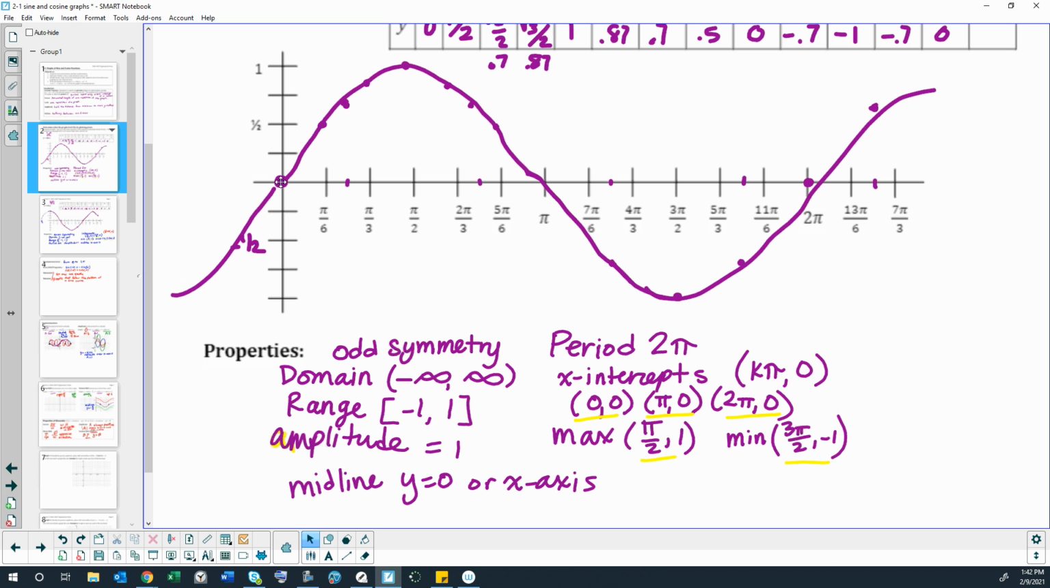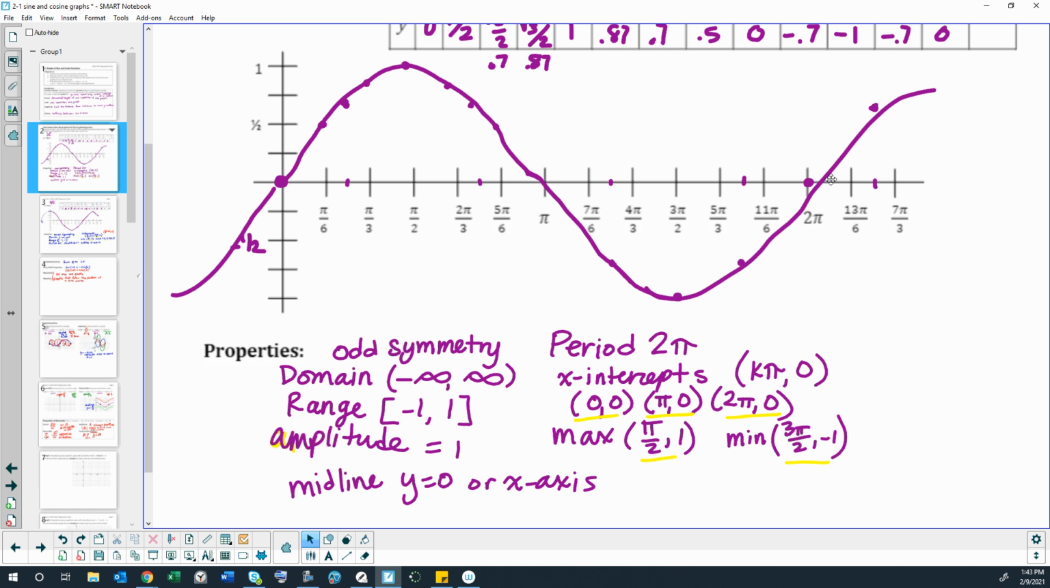The amplitude of our graph is 1 because it's a distance of 1 from 0 up to the maximum and then from 0 down to the minimum, with our midline at the x-axis at 0. So up 1 amplitude, down 1 amplitude. The range is from -1 to 1, so we have a range distance of 2, but an amplitude of 1. And of course I just mentioned this, but the midline would be, in this case, at y equals 0, or the x-axis.